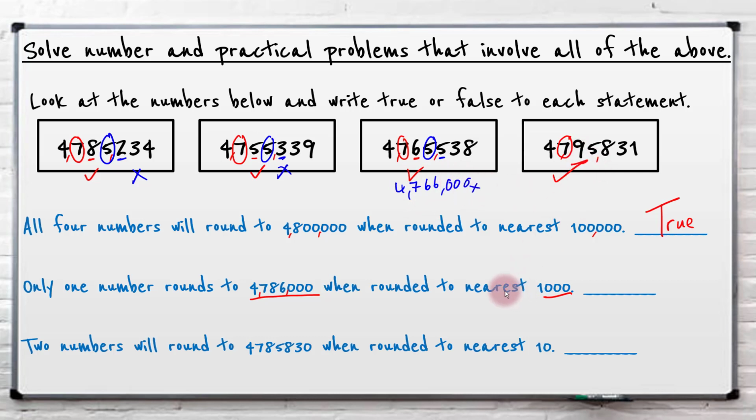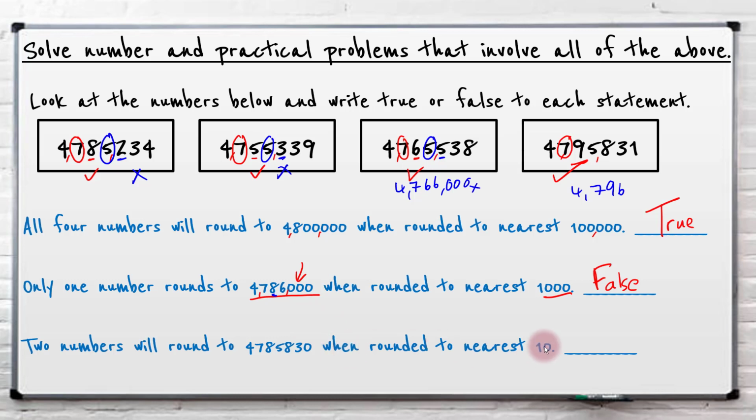And then we have got this one. Thousands, yes, this rounds up, but it'll be 4,796,000. So it's a little bit off there. So it says only one. Well, that's going to be false because none of them will round to this number.